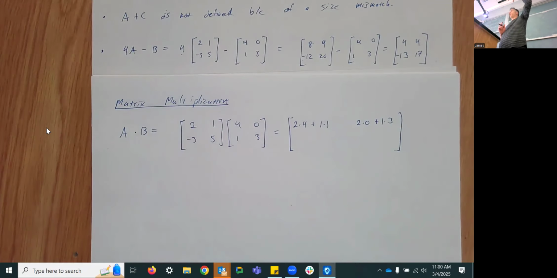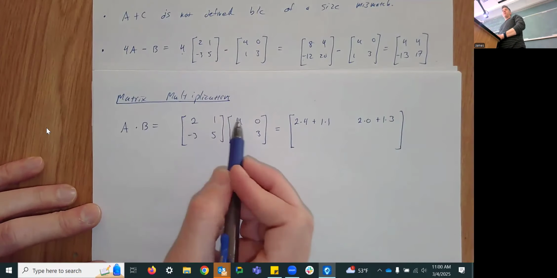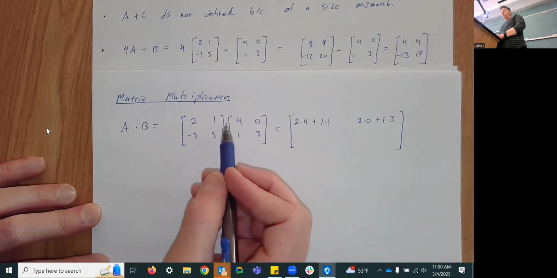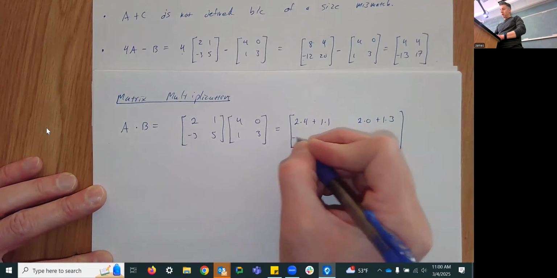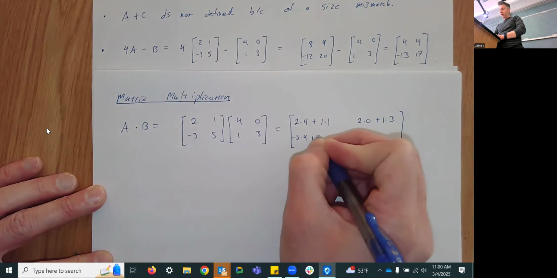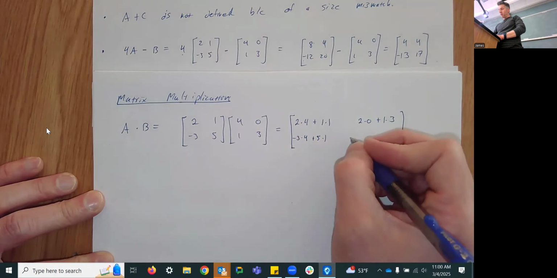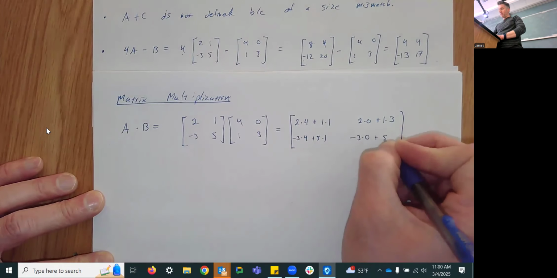Here's how this process usually works. You take the first row of your left matrix and you just keep throwing it at all the columns of your second matrix until you've exhausted them. And then you move on to the next row of your first matrix and repeat the process. So I've exhausted the columns in the second matrix with my first row. Now I'm going to move down to my second row and do the same thing. Second row dotted with my first column is going to be negative 3 times 4 plus 5 times 1. Second row dotted with my second column is going to be negative 3 times 0 plus 5 times 3.